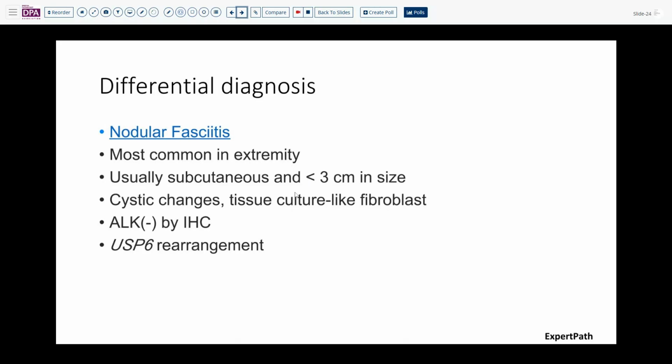And then one important diagnostic feature is the cystic change, that is the cystic degeneration. This is more characteristic of the nodular fasciitis entity. And of course, we have this tissue culture-like fibroblast. But honestly, for this feature, IMT can have this overlapping so-called tissue culture-like fibroblast. And then from the molecular side, of course, ALK should be negative in nodular fasciitis, and then we can send for the USP6 rearrangement for the final diagnosis. And the most common partner is MYH9-USP6.